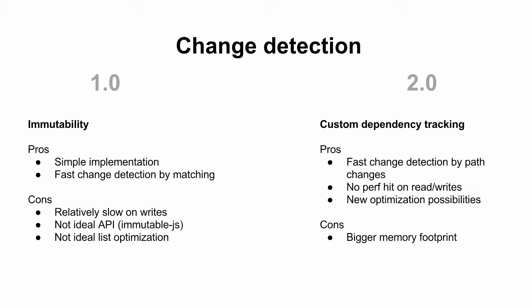And also, it's not ideal related to list optimizations. And the reason is that if you change an object in a list, the list itself will change. Like I talked about this bubbling up. So when you render a list and you have a component for every item in the list, it will actually render the list as well, because the list has changed because a child of the list changed in the state tree. So it's just not ideal.